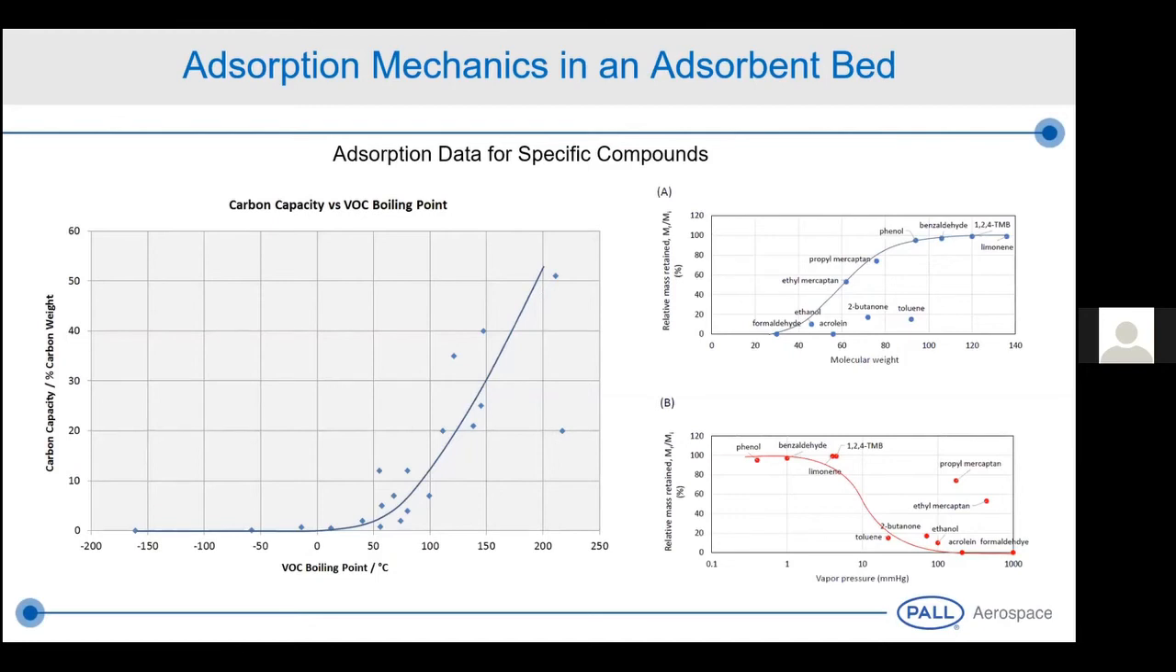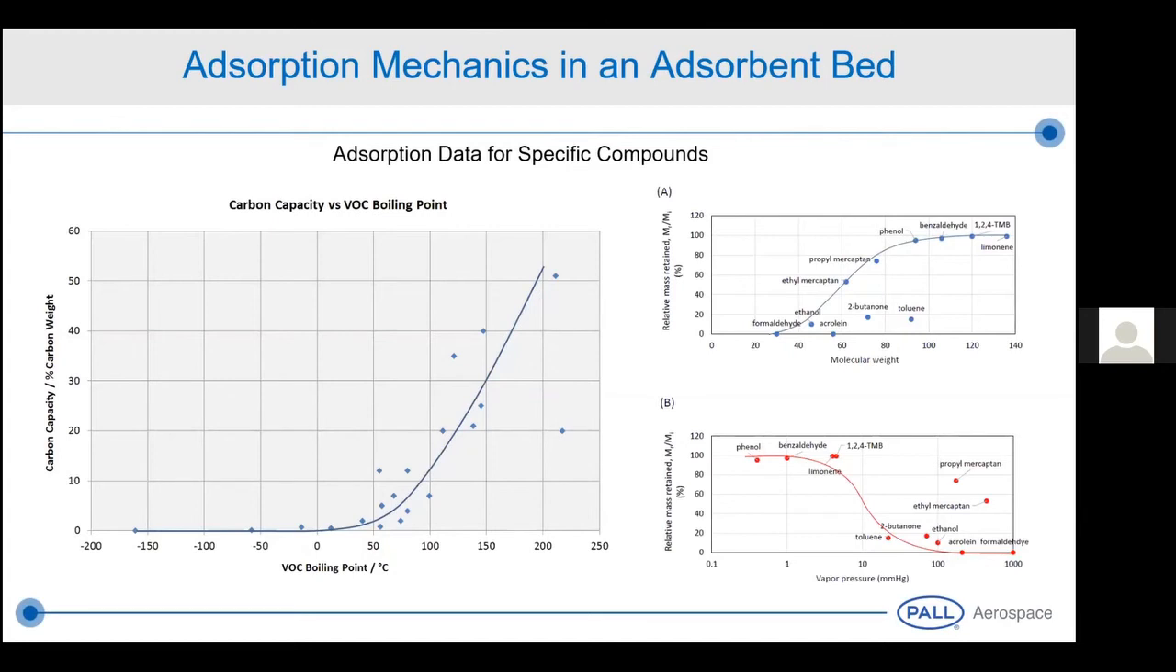So on the left-hand side, you can see some analysis that we did on the actual return filters from service. And usually the rule of thumb that we use is that if you want to adsorb a compound on the activated carbon filters that we provide, you have good chances of doing it if the boiling point is above 50, and very good chance of doing it if the boiling point is above 150.